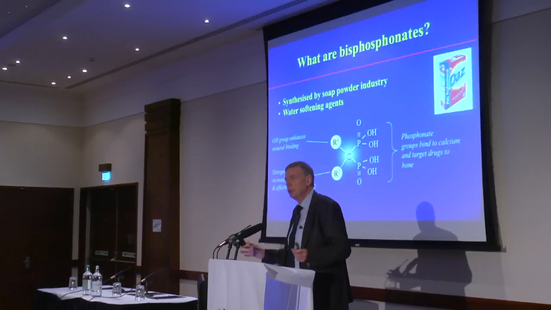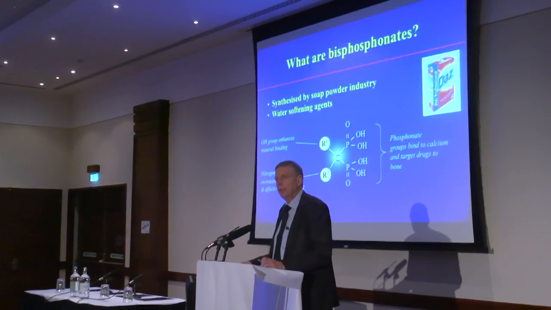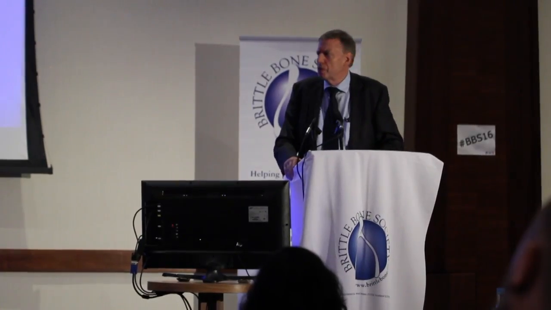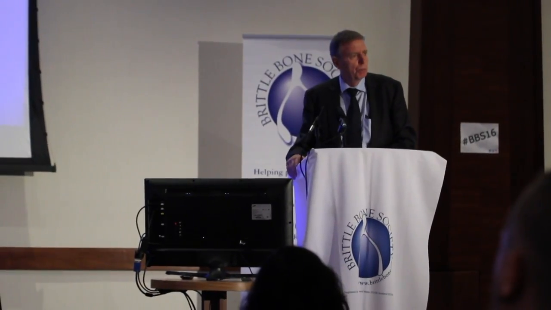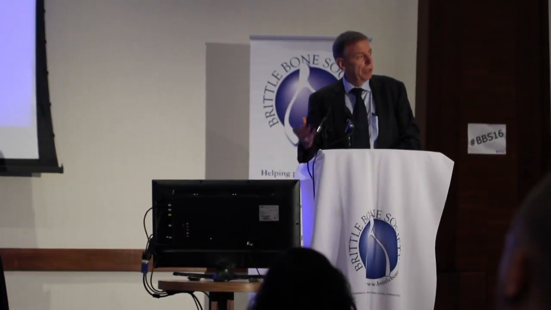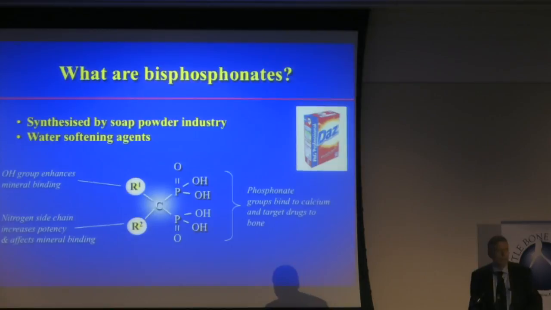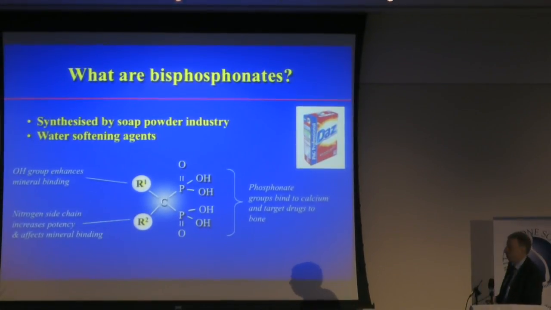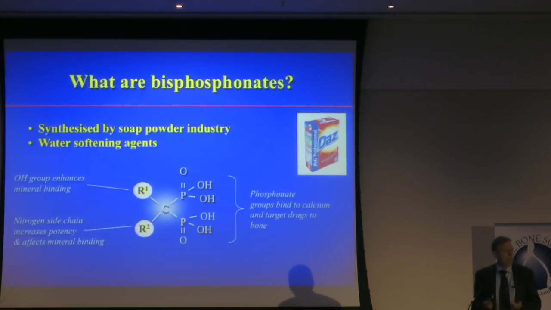Now, I'm going to say a little word about the bisphosphonates. They're so widely used. A little historical point. How did these drugs come about? Not many people know this, but actually they were developed by the soap powder industry, Procter & Gamble, as water softening agents. They were developed so that the calcium didn't fill up the pipes in your washing machine. But then the scientists, this is absolutely true, at Procter & Gamble decided, well, they bind to calcium, maybe they'll have some effect on bone, and actually they do.